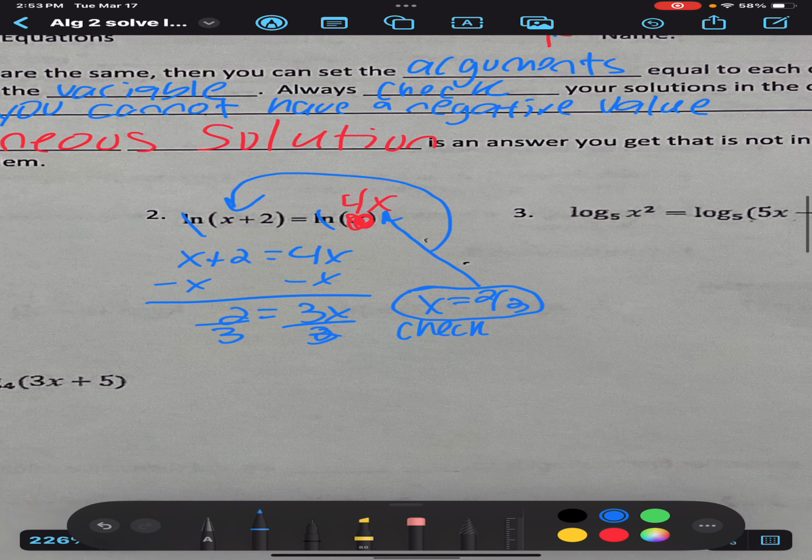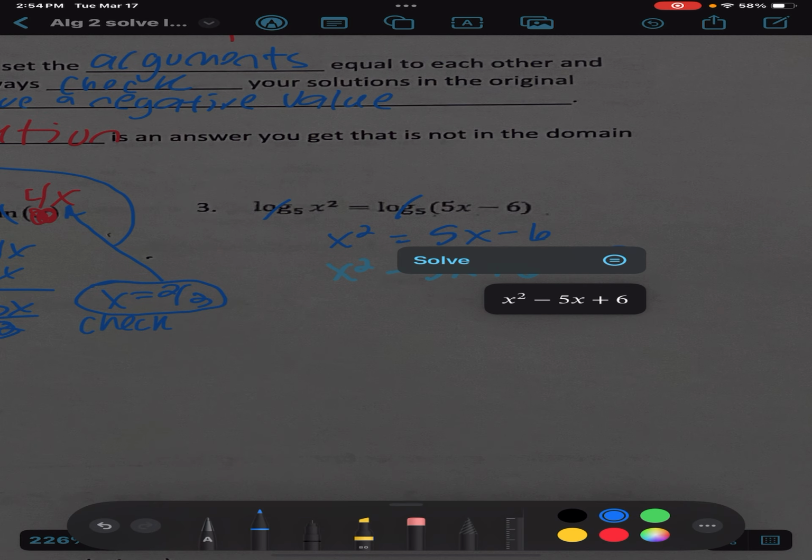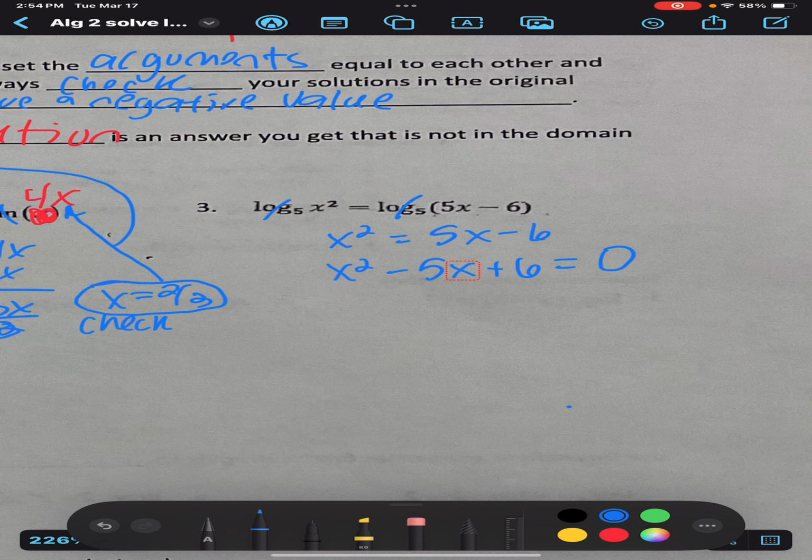Yay! Next one. Yay, fun with factoring. I know you're all excited. So the log 5s cancel out, and I'm left with x squared equals 5x minus 6. What do I do now? I'm going to move everything over so it's equal to 0. Now, if you love factoring like me, I'm going to factor away. If you want to do the harder way like Mariah sometimes likes to do, then use the quadratic formula. Whatever floats your boat, factor, quadratic formula.